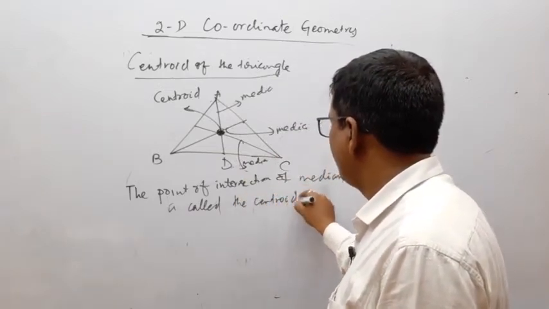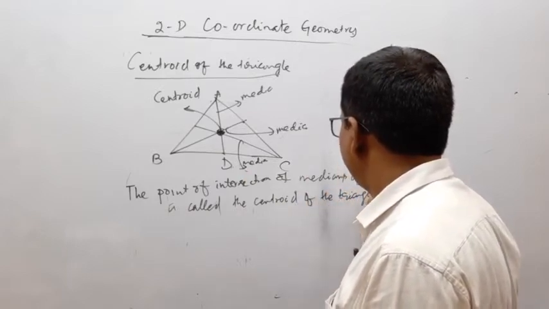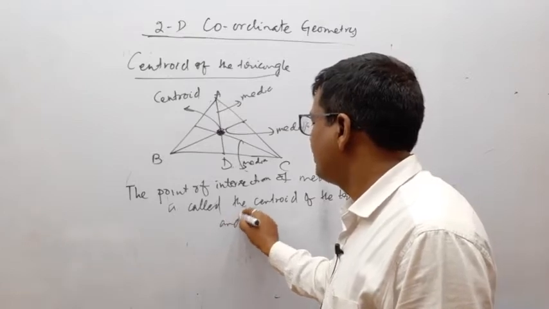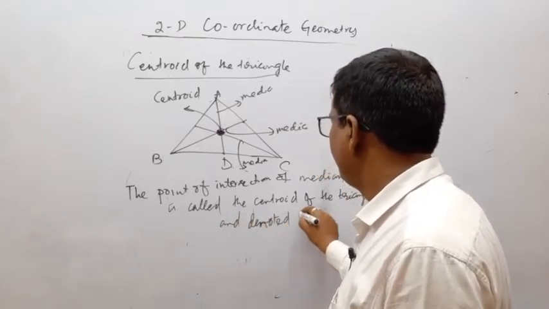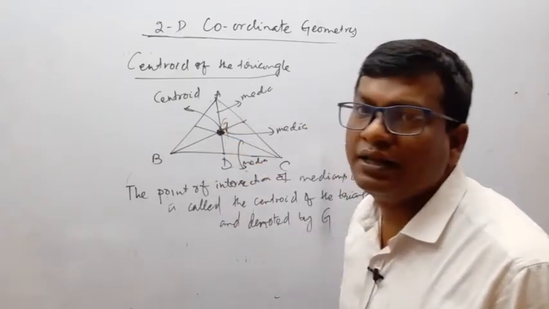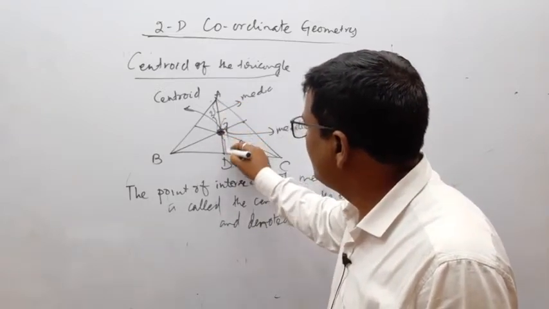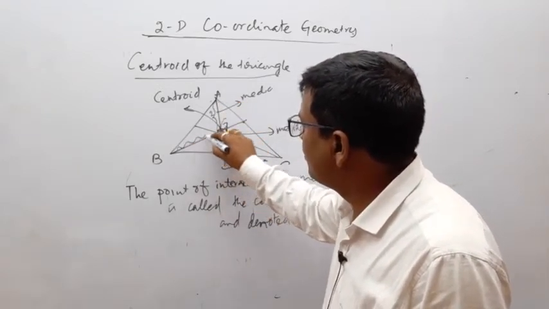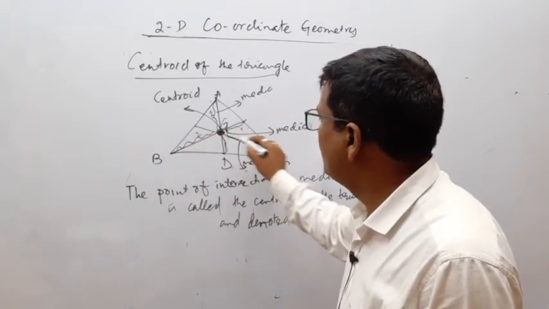Centroid of the triangle, generally denoted by G. This is point G, and the ratio is 2:1. This ratio is equal to 2, and this is 1.